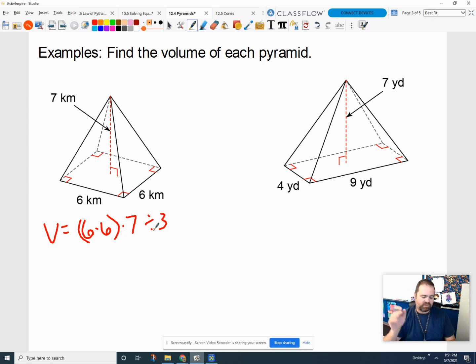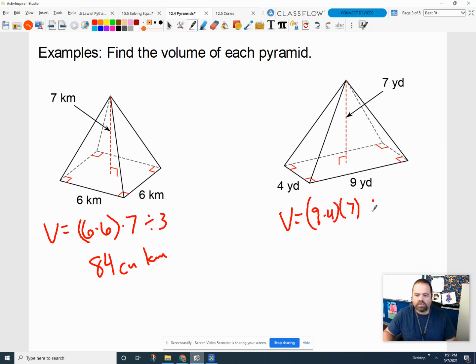6 times 6 times 7 divided by 3 is 84 even cubic kilometers. And then the last one here, I've got a volume. The base is 9 by 4. The height is 7. And I'm going to divide that by 3 when I'm done. 84 again. Wow, weird. Total coincidence.